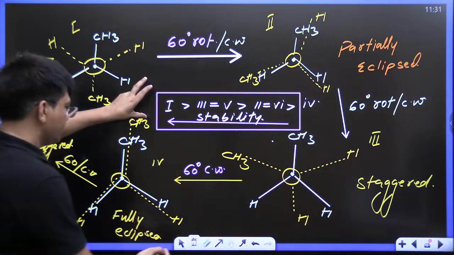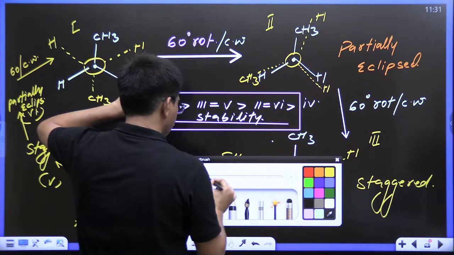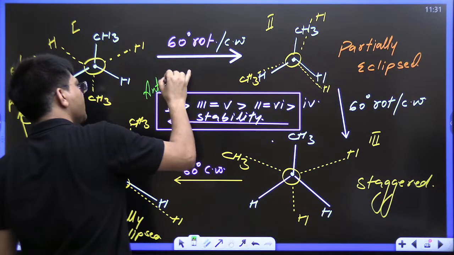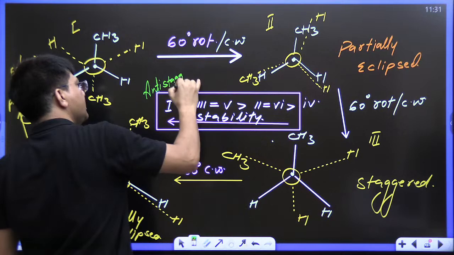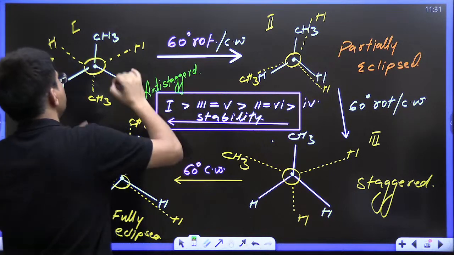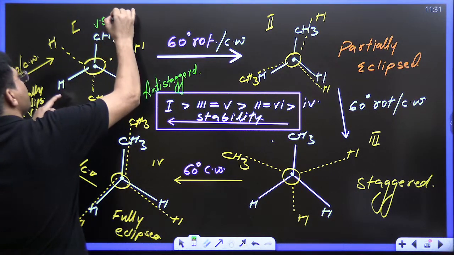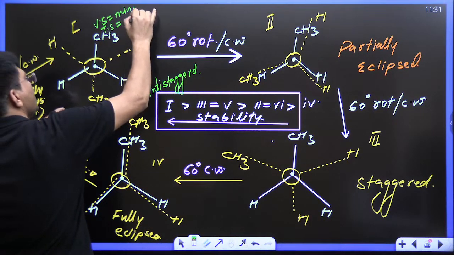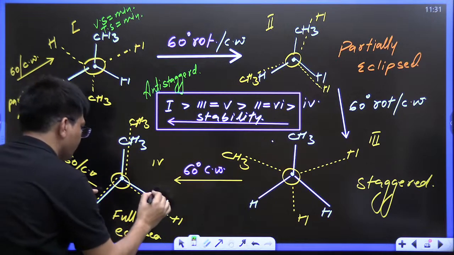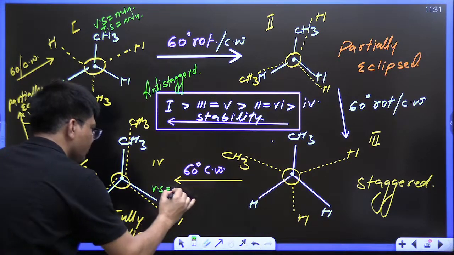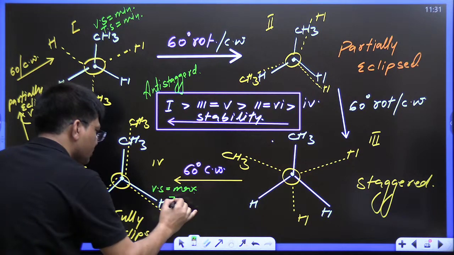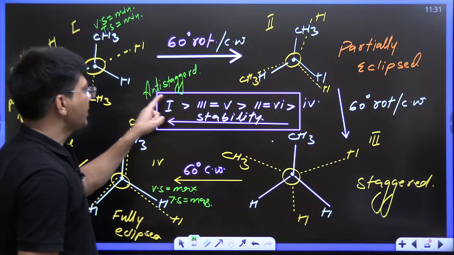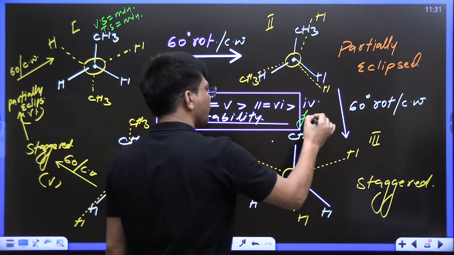So this one is anti-staggered, the most stable form. Anti-staggered is most stable because van der Waals strain is minimum and torsional strain is minimum. And this one is going to be least stable. In fully eclipsed, van der Waals strain is going to be maximum and torsional strain is going to be maximum, so it is least stable.